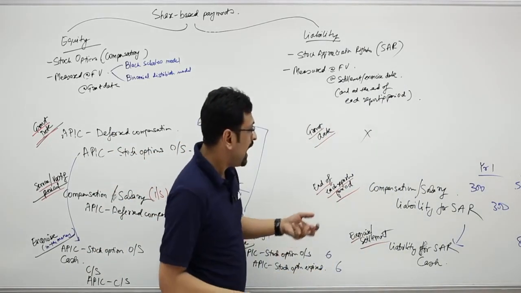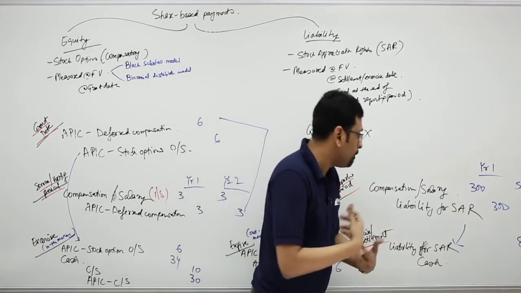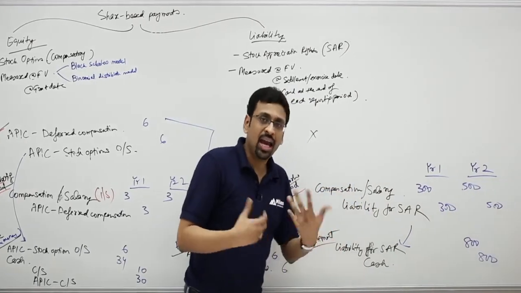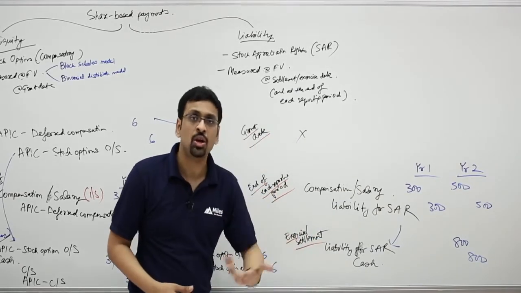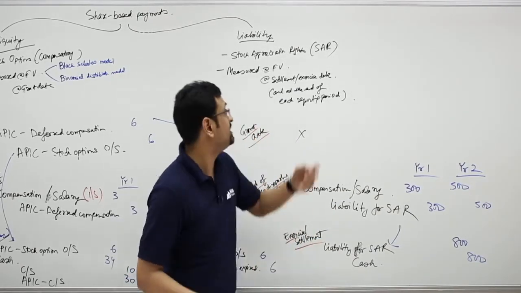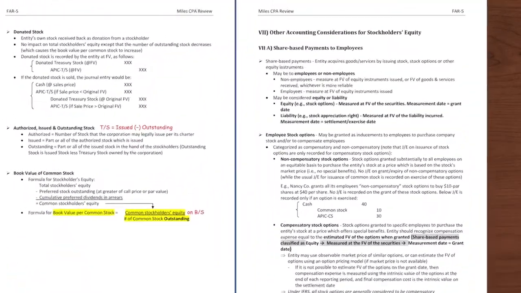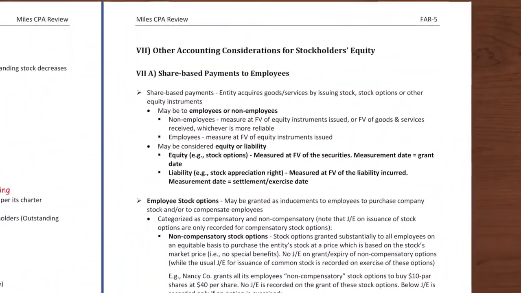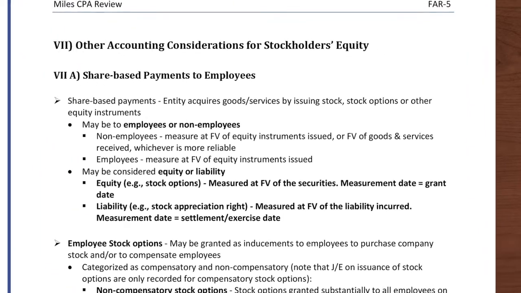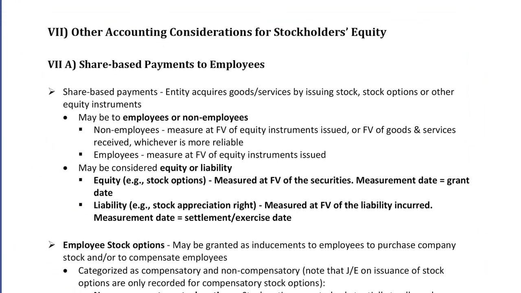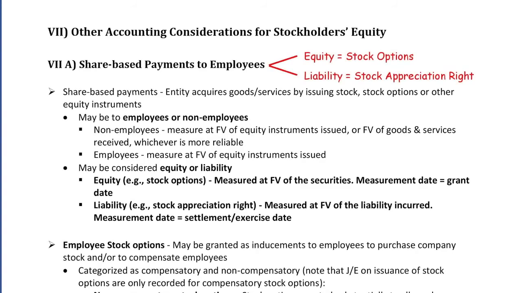Now, in this case, at the end of each reporting period, you're having a compensation expense creating a liability, and naturally that liability is paid out in cash when the employee exercises the stock appreciation right. Now, on page 27, we're looking at share-based payments generally to employees. They may be considered equity or liability. So, right there, equity equals stock options. Liability equals stock appreciation right.